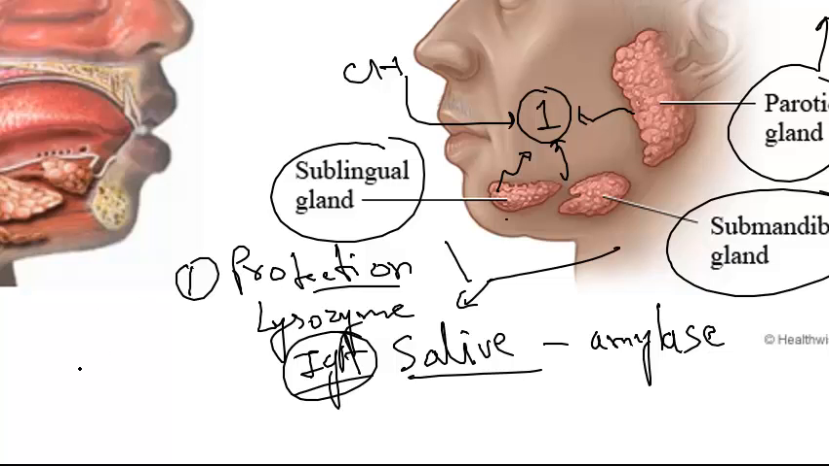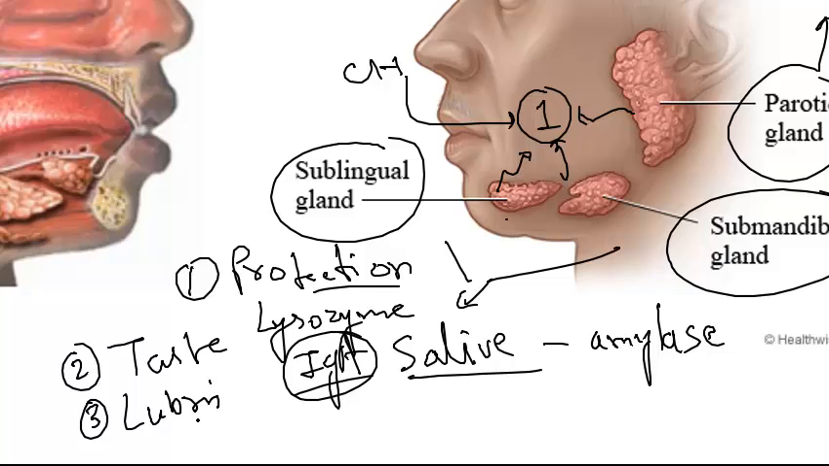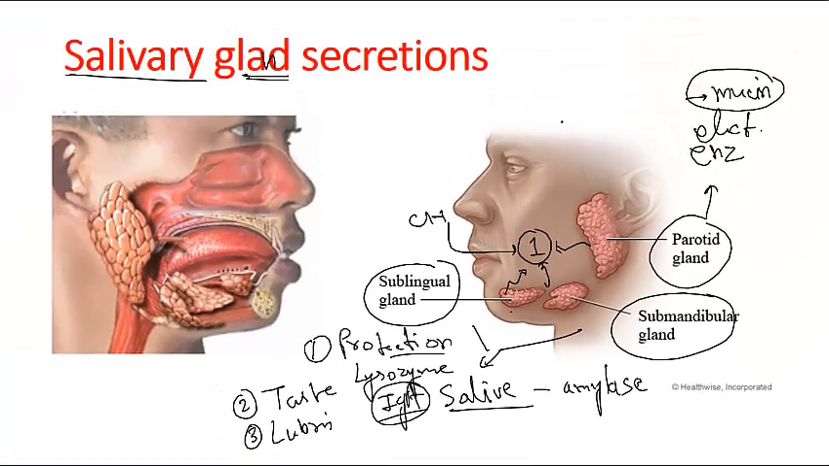Saliva also helps in the process of taste because it will dissolve the food chemicals. Then it will also help in the lubrication, right, because it will also produce a little amount of mucus. And fourthly is digestion that we talked about, where it can break down starch with the help of amylase.